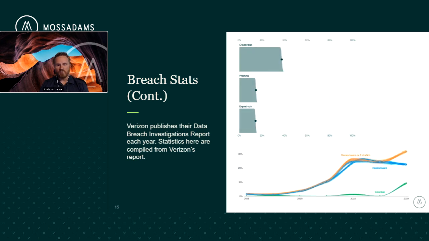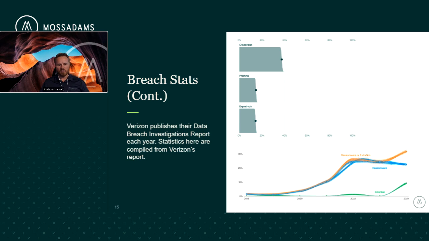So a little bit of the same information: vulnerability, exploit, credentials, and phishing. But here at the bottom, we've got this graph of ransomware and extortion. You can see that over time, ransomware has been pretty consistent for the past few years as a percentage of breaches, but extortion continues to go up. Think of extortion as a slightly different version of ransomware.